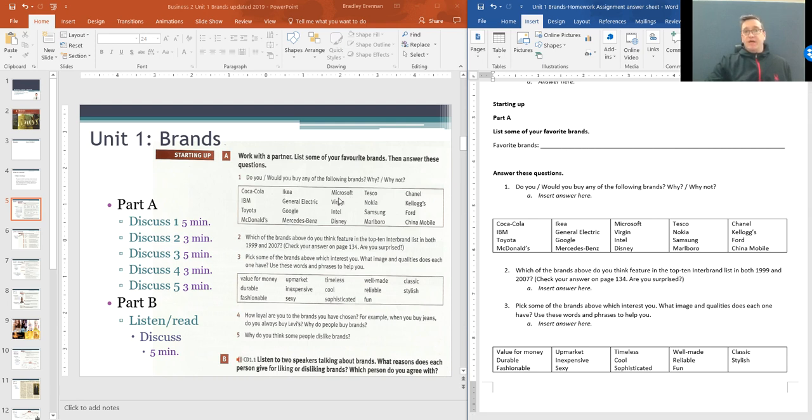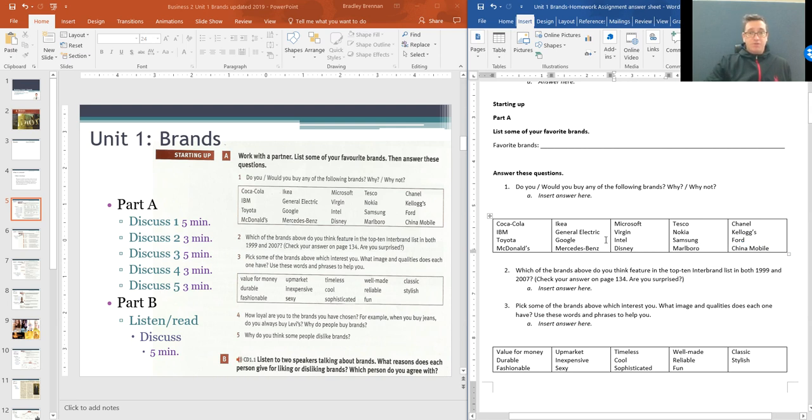Do you or would you buy any of the following brands? Now, why and why not? So here, for example, Coca-Cola. Would you buy any of the following brands? You might answer something like five or six different brands that you would like to buy or consume. Like Disney, well, I guess you could buy Disney, but Disney sells experiences and merchandise. But choose several of the different brands that you would like, and why do you like them? But also, you can choose some brands that maybe you wouldn't use. Like, for example, Nokia. I don't think that's very popular anymore, but it may be to some people.